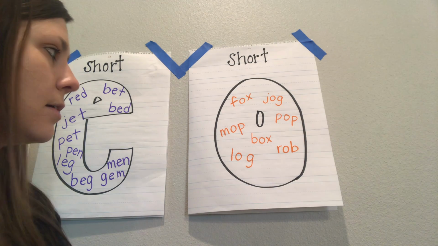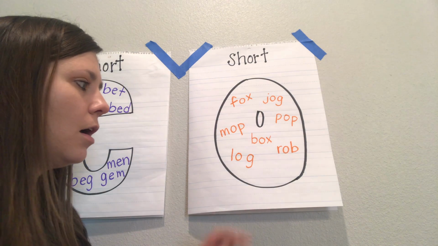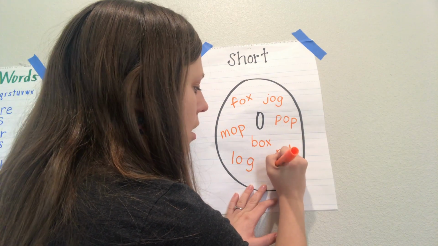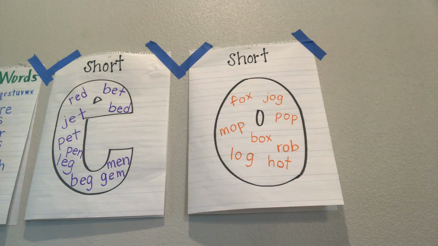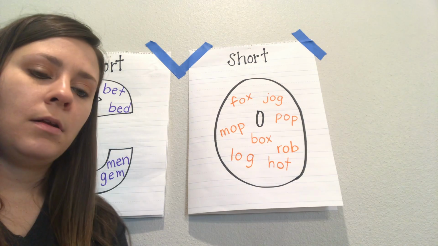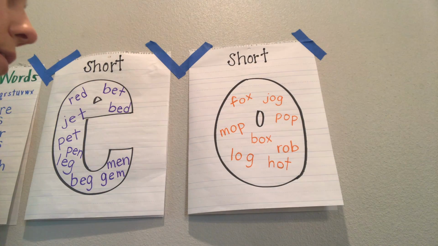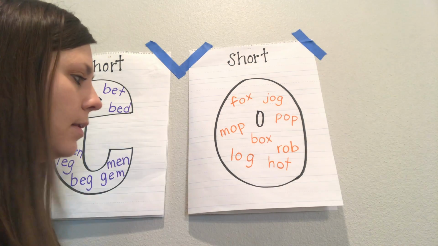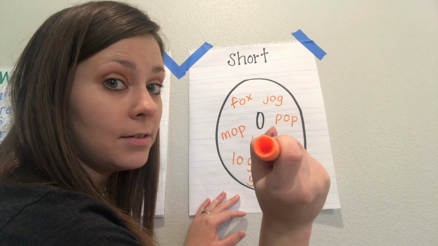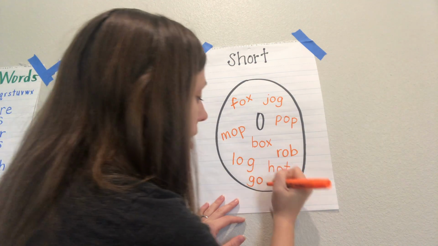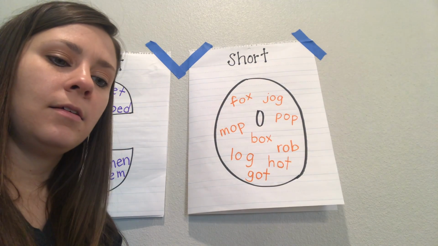How about hot? Hot. How do I spell hot? H-O-T. Next, how about got? Got. G, g, g. G-ot. G. Is O. G-ot. T. G-O-T. Got.